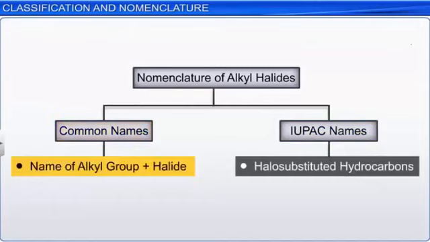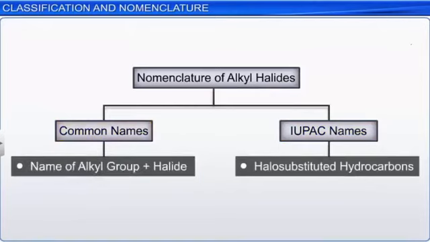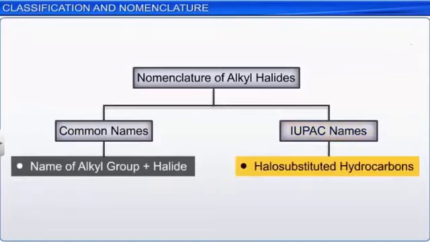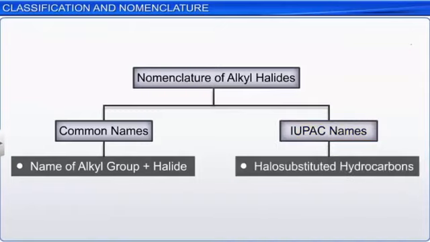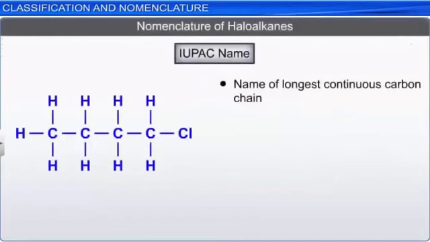Let's write the IUPAC name of the given molecule. The longest continuous carbon chain has 4 carbon atoms, and hence the root word is but-. Since the longest carbon chain is saturated, the primary suffix is -ane. Thus, the name of the parent carbon chain is butane.